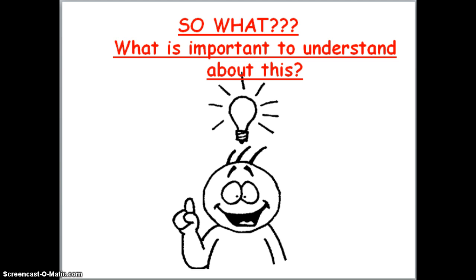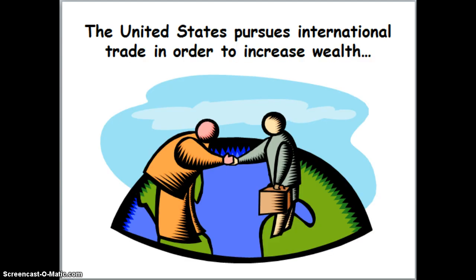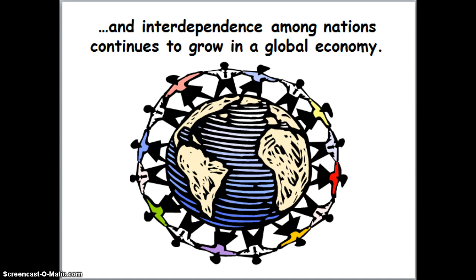So what is important about this? First of all, the United States pursues international trade in order to increase wealth, and our interdependence among our nations has grown to our global economy. Now, this can be a little bit of a scary thing, because with our increased interdependence and connection, when one nation has an economic crisis, like for example in 2008 the banking crisis, it not only affects us, it affects the worldwide market. So now with all of our interdependence, we need to be aware of what's happening around the world.